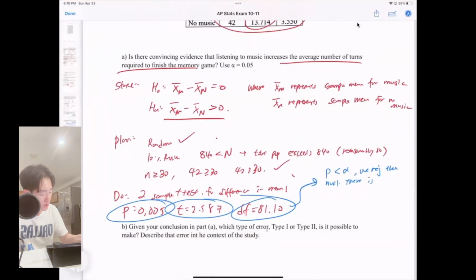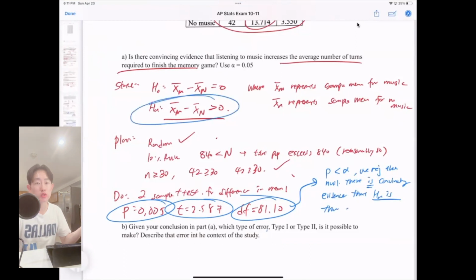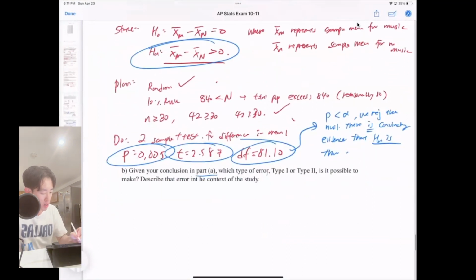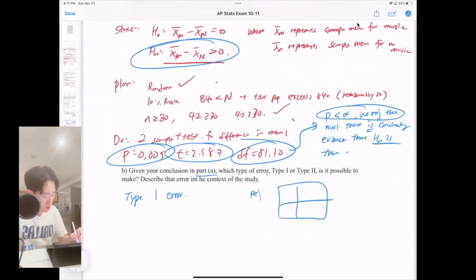There is convincing evidence that H sub a is true, and I'm just going to abbreviate it like that. H sub a being, in the context of this, listening to music versus not listening to music, it actually does require more turns to complete the memory game. Given your conclusion in part A, which type of error? Obviously, since we rejected the null, the only possible error is type 1 error. So what does that mean? It means that we rejected the null, but then actually the null is true.